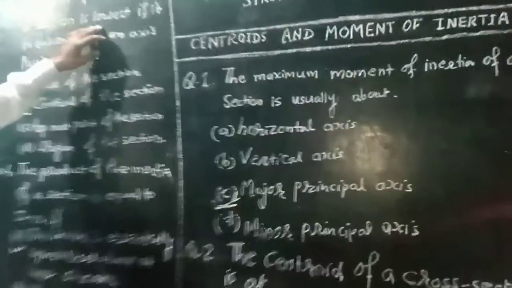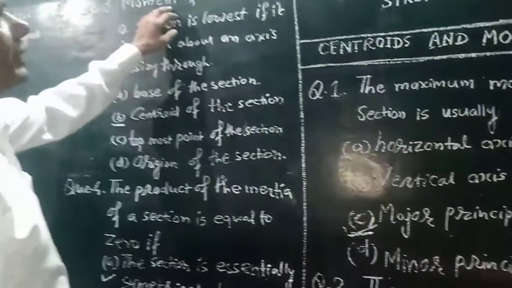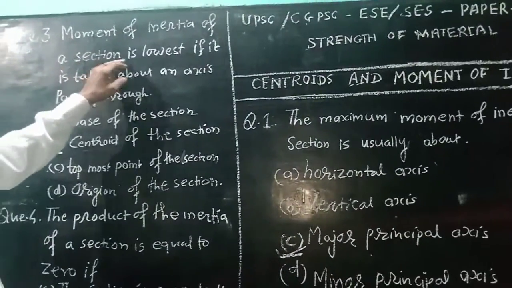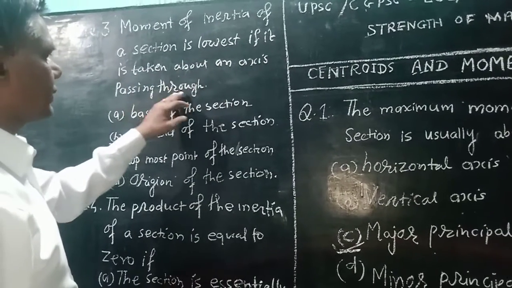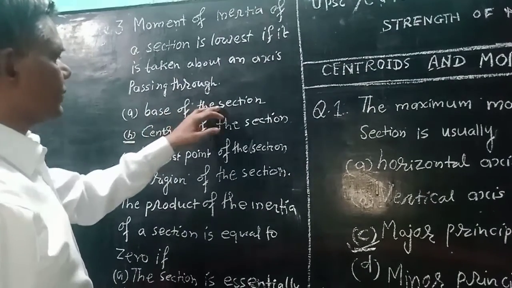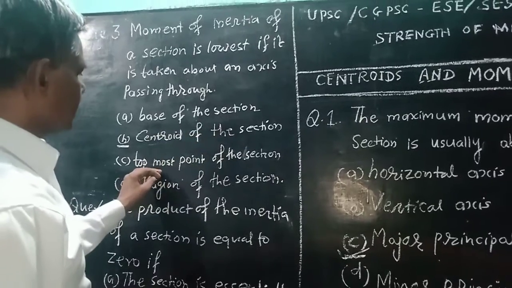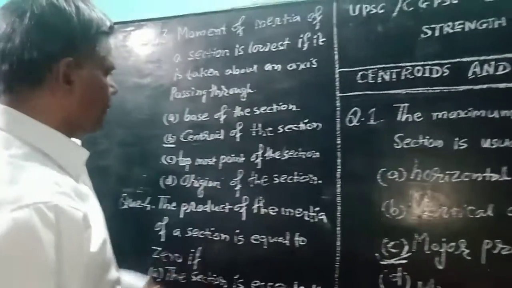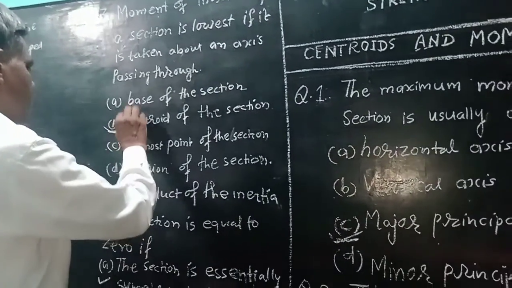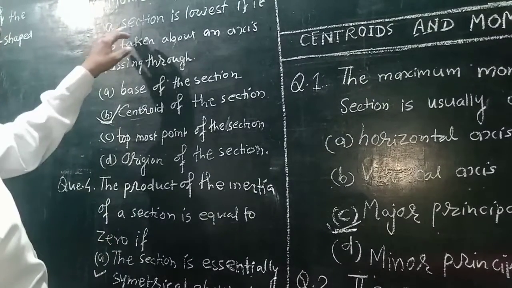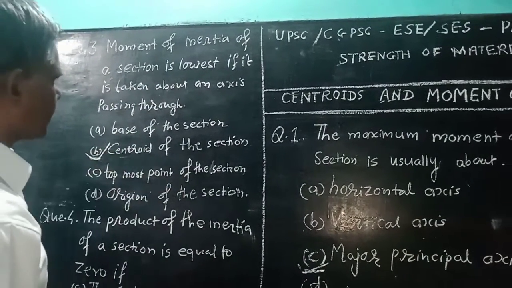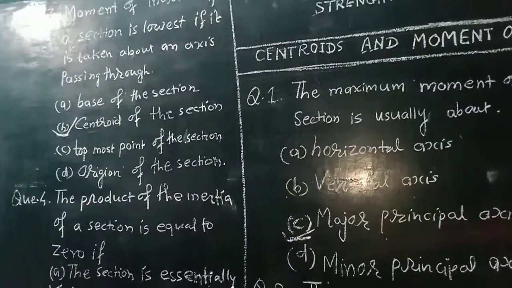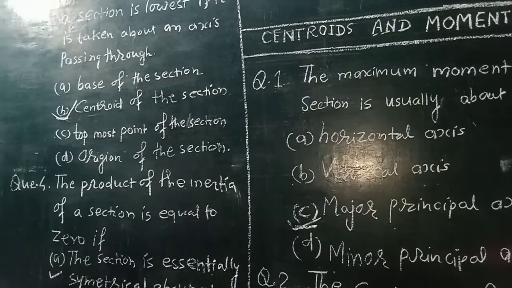The moment of inertia of a section is lowest if it is taken about an axis passing through the base of the section, centroid of the section, top of the section, or origin of the section. The answer is the centroid of the section, which means the axis passing through the centroid of the section. About that point the moment of inertia will be minimum.